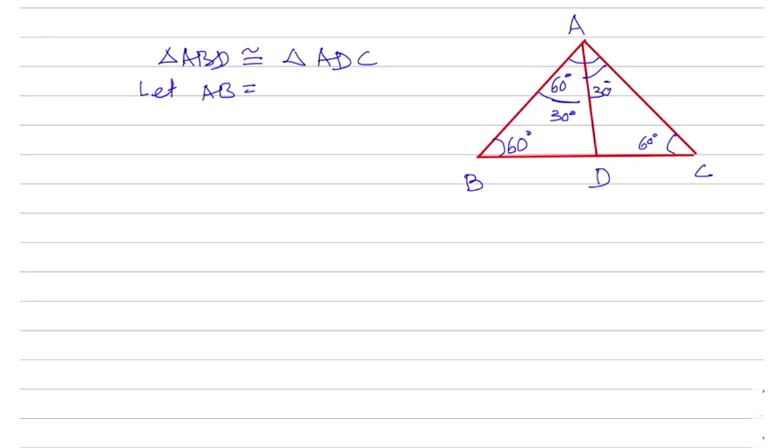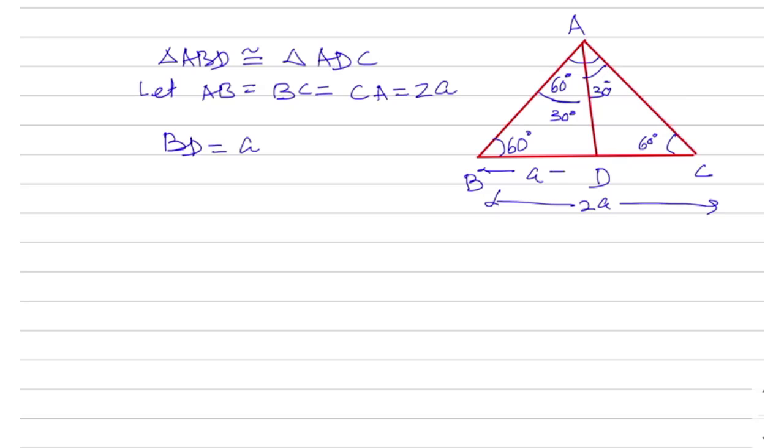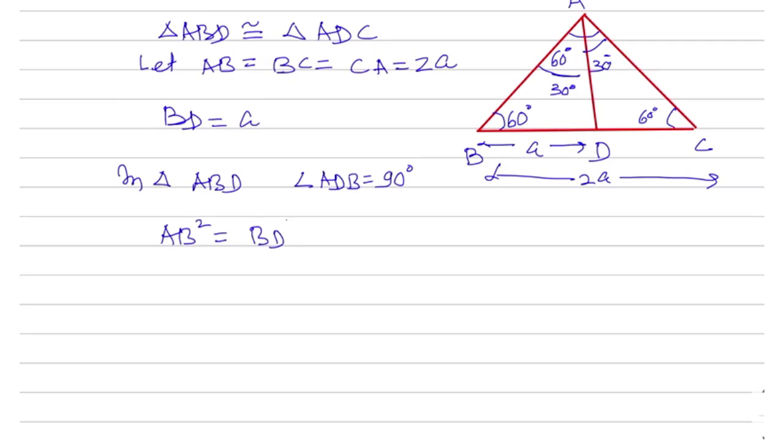Let AB is equal to BC is equal to CA is equal to 2a. Therefore, BD is equal to half of BC, that is a. In triangle ABD, the angle ADB is 90 degree. So using the Pythagoras theorem in this triangle, AB square is equal to BD square plus AD square.